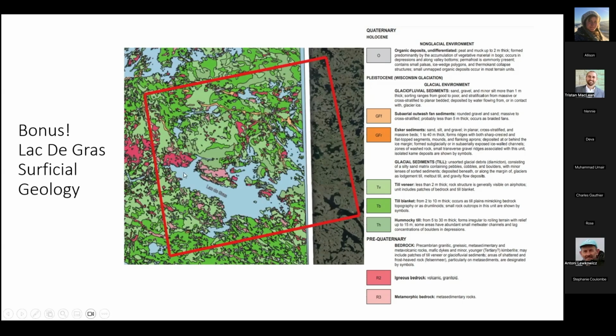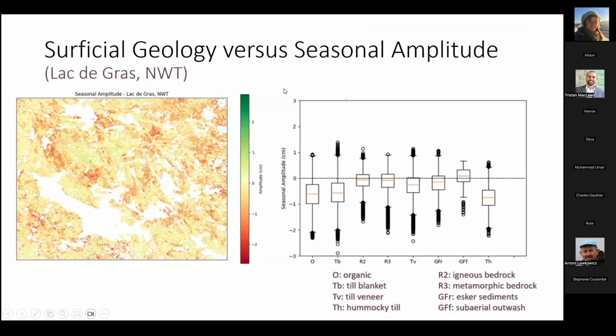So in this area, all the pink here is bedrock regions. What's also great about this region is I can get the shape file for the surficial geology. I can actually compare the surficial geology to the InSAR results. And so this is just a look at what that looks like. On the left is the seasonal amplitude map. The range is about plus or minus 2 centimeters.